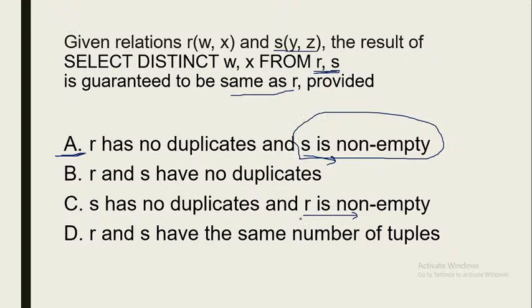But what happens when R is empty? If R is empty, then you will obviously have the relation same as R. Therefore this condition is not important, because it is a default condition. If R is empty, then it satisfies, so R need not be non-empty. This was a very straightforward question, because you have a distinct here, and this distinct will remove all the duplicate tuples, whereas you want the result to be the same as R.